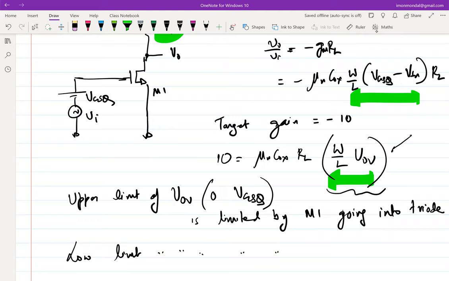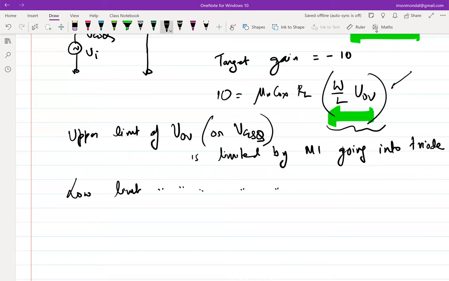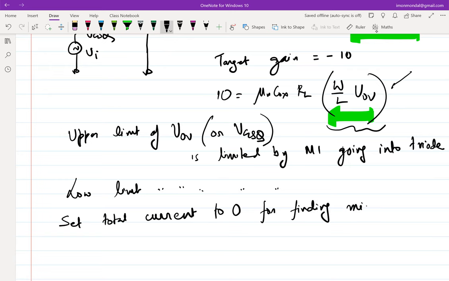or VGSQ, in the sense that the upper limit of V overdrive or VGSQ is essentially the same, offset by one threshold voltage, right? When you are trying to figure out the minima or the maxima, you can either figure out V overdrive and add a threshold voltage to it, or directly find VGSQ. Doesn't really matter. Okay, so for the lower limit, what will you do? You will set the total current to zero for finding the minimum VGSQ. Does that make sense? And when I say total current to zero, what do you mean?